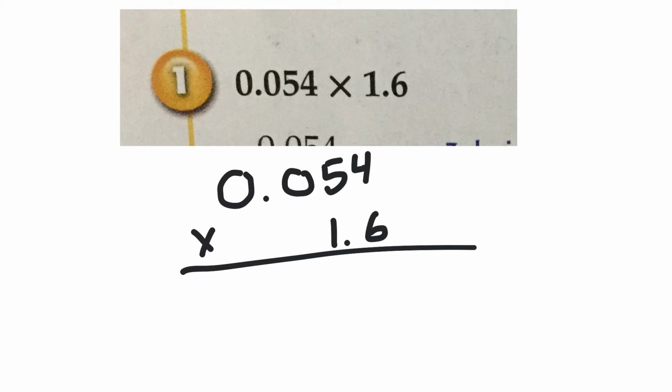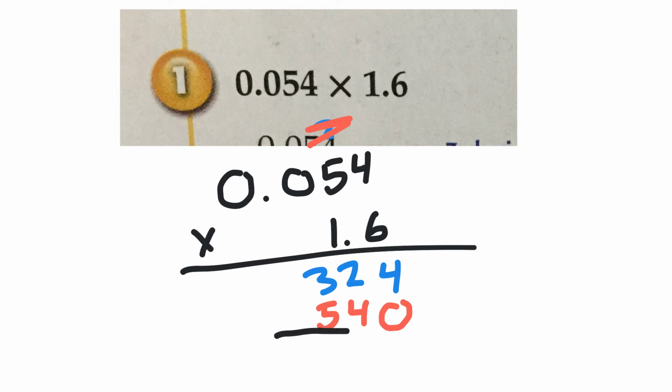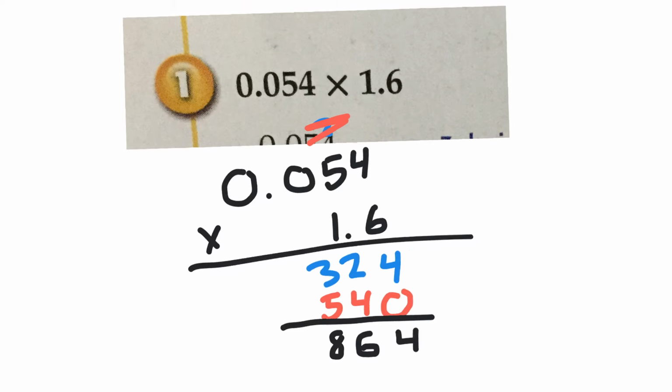So I've got 0.054 times 1.6. Okay, 6 times 4 is 24. Carry a 2. 6 times 5 is 30. 30 plus 2 is 32. Now I go to the next digit, so I have to add a 0 for a placeholder. 1 times 4 is 4. 1 times 5 is 5. Now I add these together. 4 plus 0, 4. 2 plus 4, 6. 3 plus 5 is 8. And then the decimal.